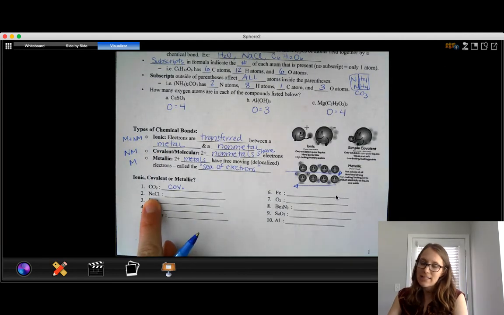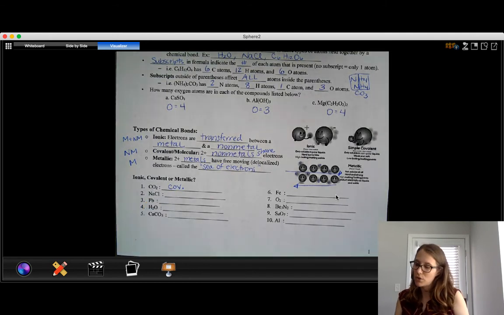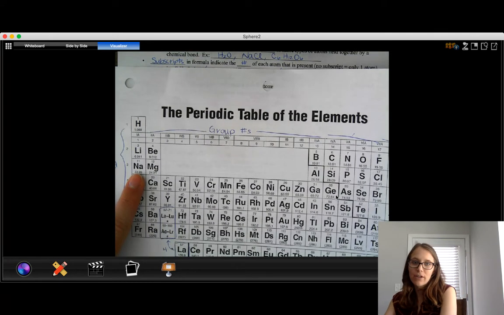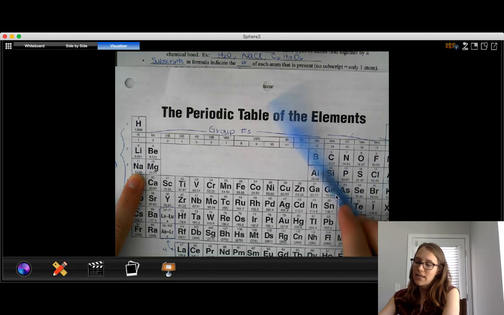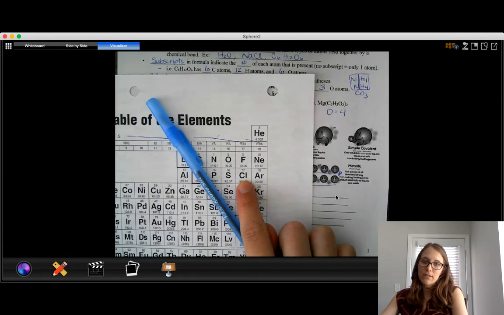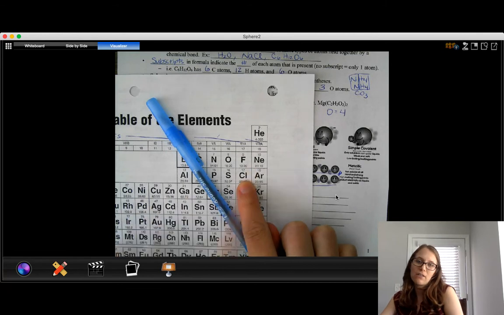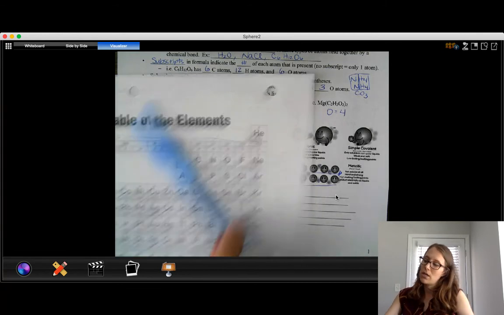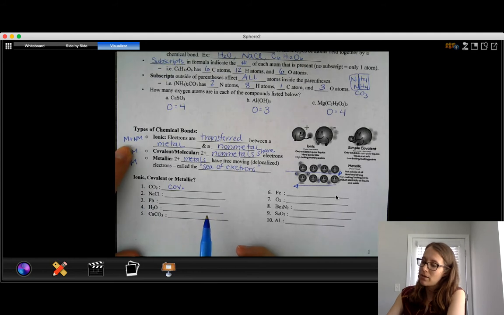Next, we have NaCl. So I'm going to find those 2 elements. Na is over here. That's on the left side of the dividing line, so that's a metal. And then chlorine is over here. That's on the other side of the dividing line. That's a nonmetal. So if that's a metal and a nonmetal, that's ionic.